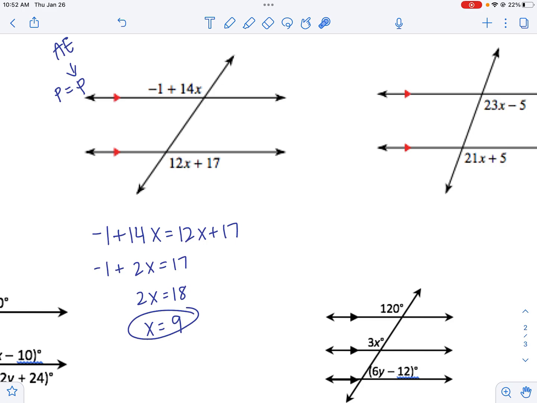So I'm going to give you a minute to see if you can do that. Mental math or calculator. If you need to use a calculator, that's fine for these. But can you find these two missing angles?